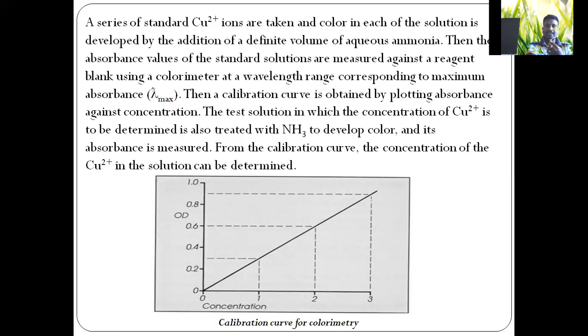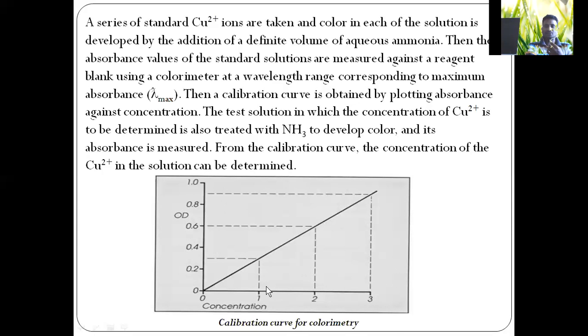Blank solution is nothing but a solution without metal ions. Only ammonia and distilled water are taken and made up to the mark. That is called the blank solution. Its absorbance is measured, as the absorbances are measured with standard solutions. Then from the calibration curve, the concentration of copper 2 plus ions in the solution can be determined.